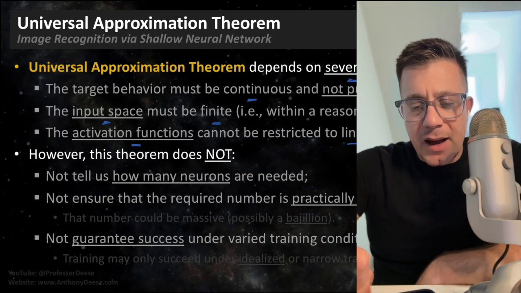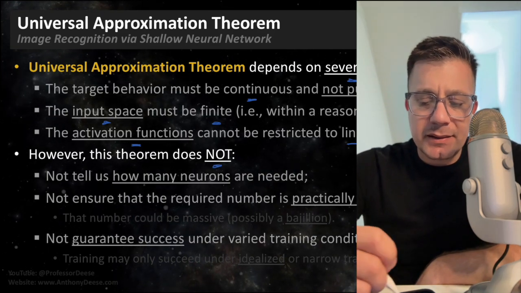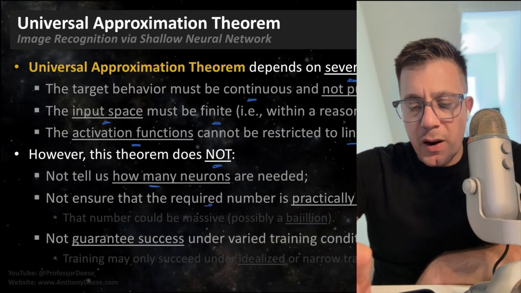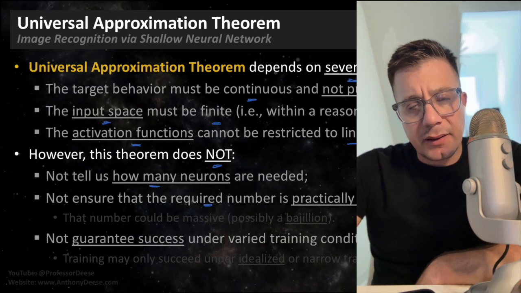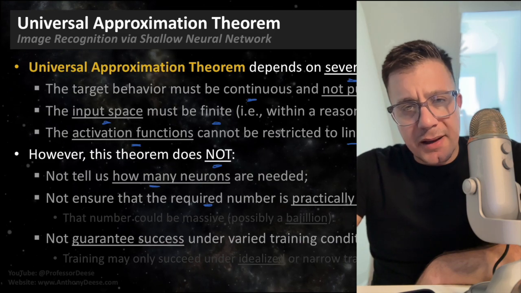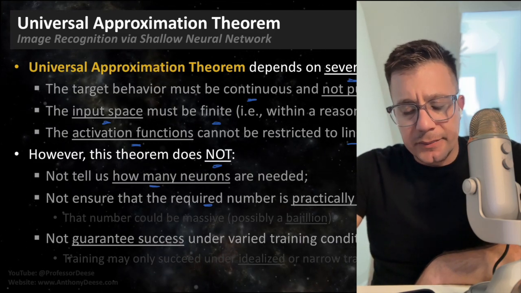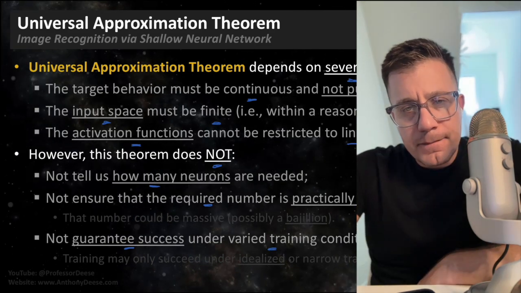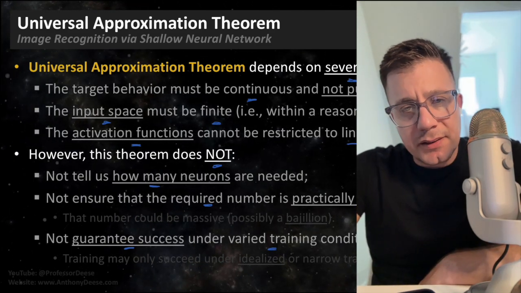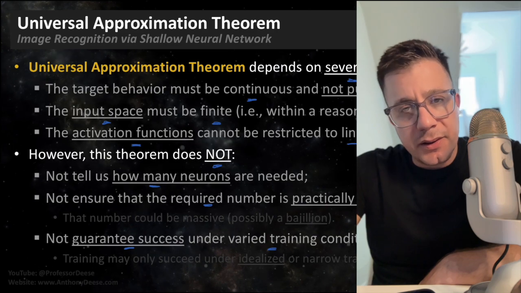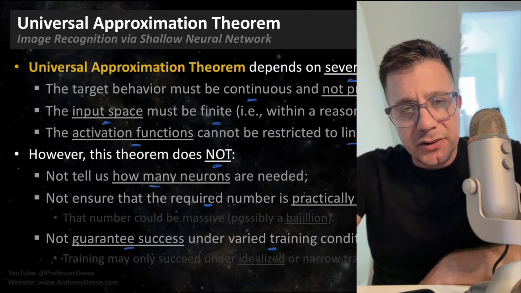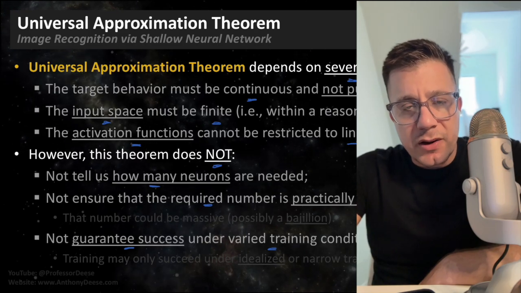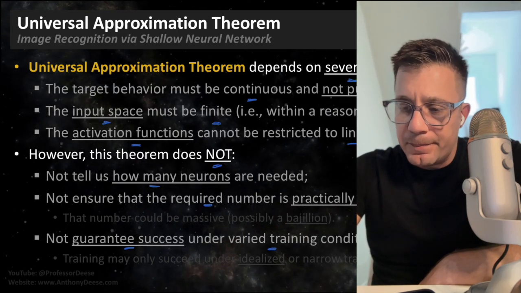However, this theorem does not do several things. It does not tell us how many neurons are needed. It does not ensure that the required number of neurons is even practically feasible, right? That number could be massive. It could be a trillion, quadrillion, quintillion. And it doesn't guarantee success under varied training conditions. It may be such that training only succeeds under idealized or narrow conditions. For example, there could be a very small set of initial conditions, initial synapse weights that fall within the region of attraction for the global minimum.